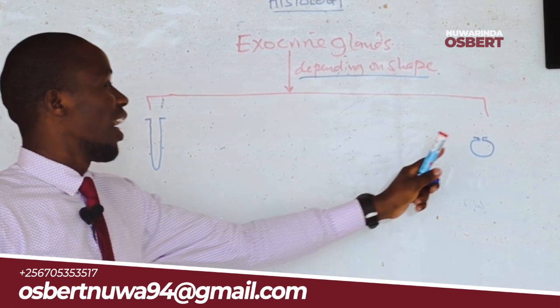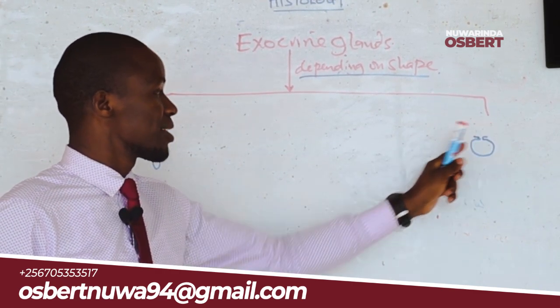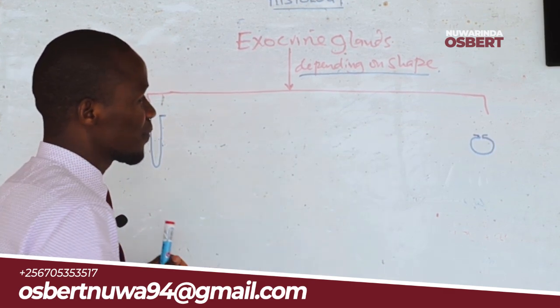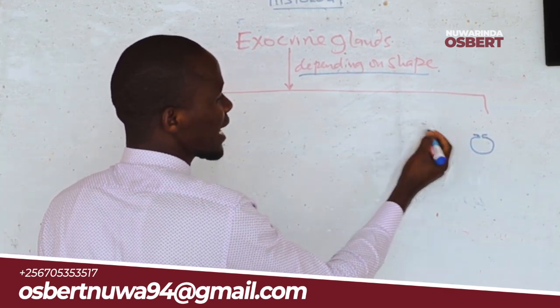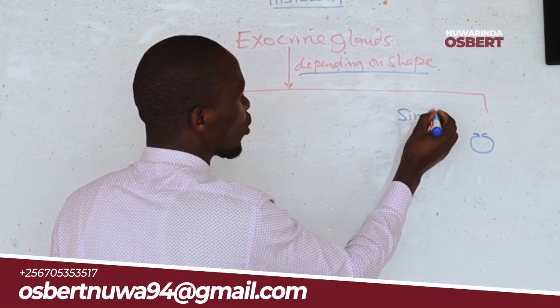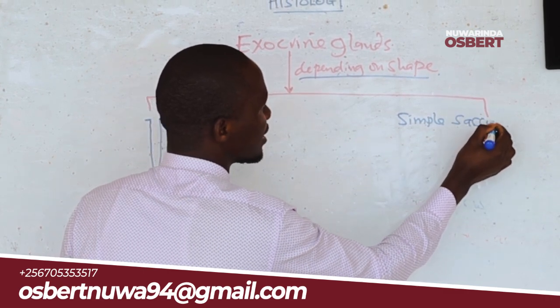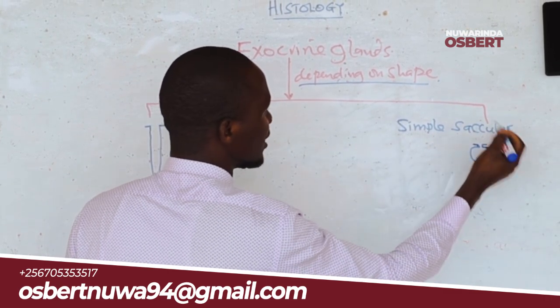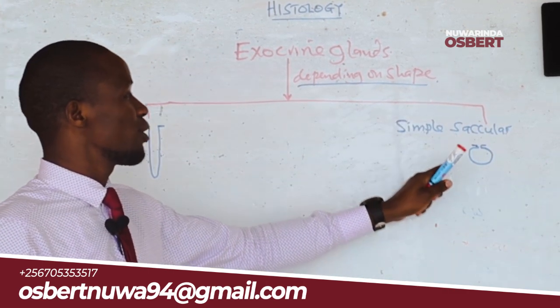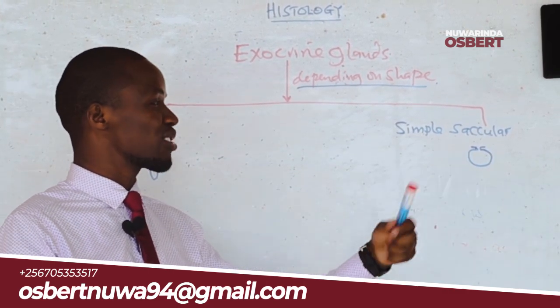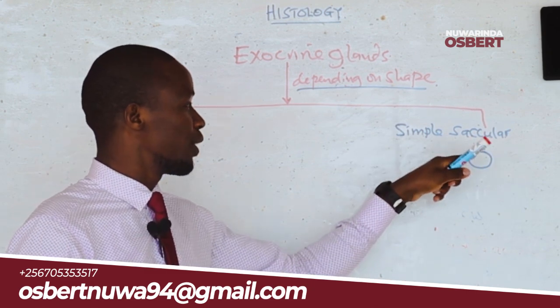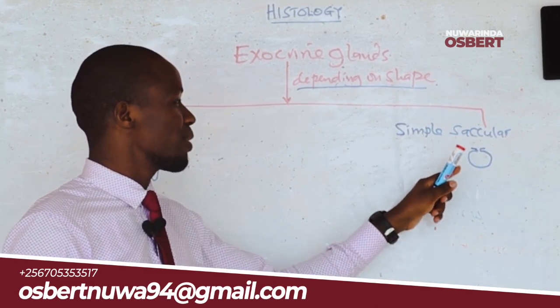Now, this gland which is like a sac, we call it simple saccular. Simple saccular gland. It is simple because it is made up of just a single component, a single structure, and saccular because it is like a sac.